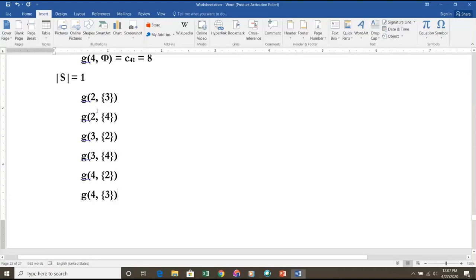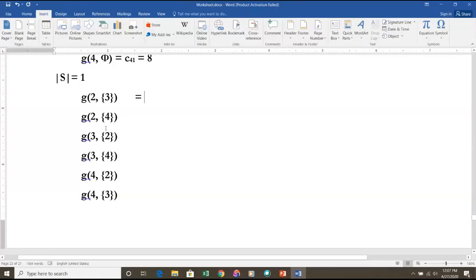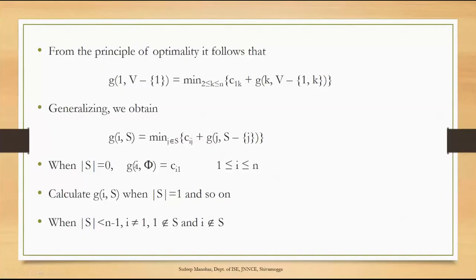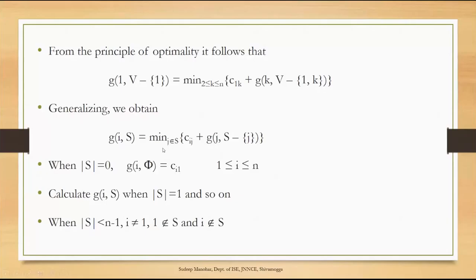Now let us calculate for this. How to calculate this? Based on the formula, we have to split now. Observe this, g of i comma s. This is i and this is s. Since s contains only one vertex, the minimum function may not be used. It is not of use. So directly see the cost, the cost from i to j.